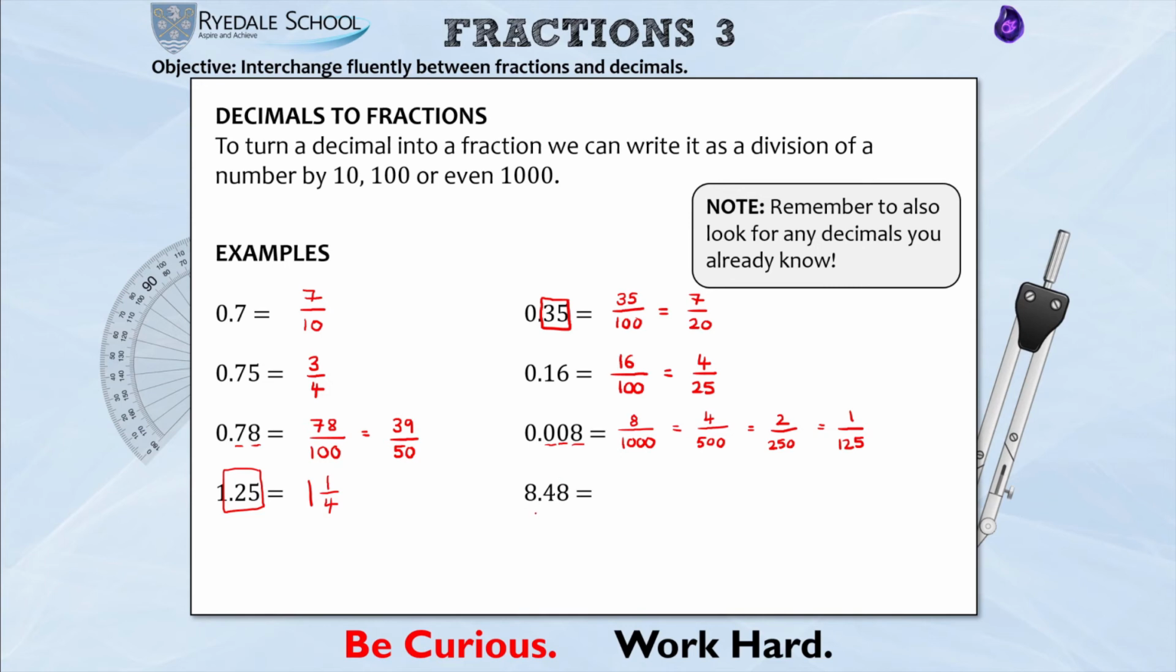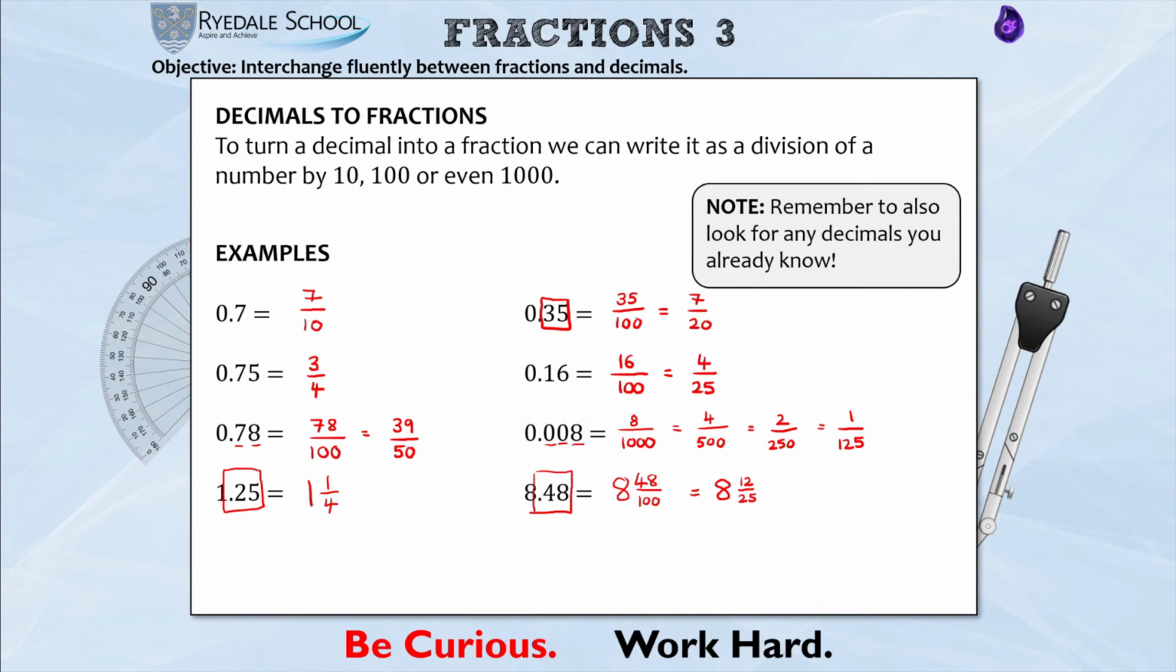Similarly with 8.48, I can see I've got 8 whole ones. But now let's think about the 0.48. Well, that is 48 hundredths. Does 48 hundredths cancel down? Yes, it does. I've still got the 8 whole ones, but both of these numbers can be divided by 4. So that is 8 and 12 over 25.